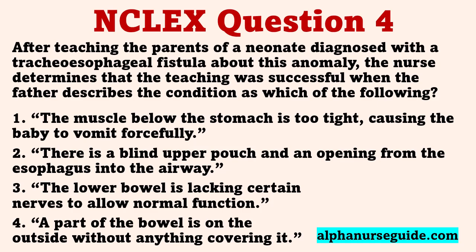A tightened muscle below the stomach and projectile vomiting of normal amounts of formula are characteristic of pyloric stenosis. A ganglionic megacolon is a lack of autonomic parasympathetic ganglion cells in a portion of the lower intestine. Gastroschisis occurs when the bowel herniates through a defect in the abdominal wall, and no membrane covers the exposed bowel.